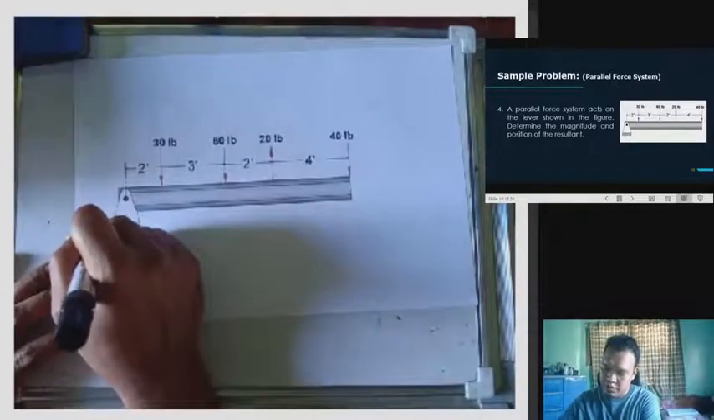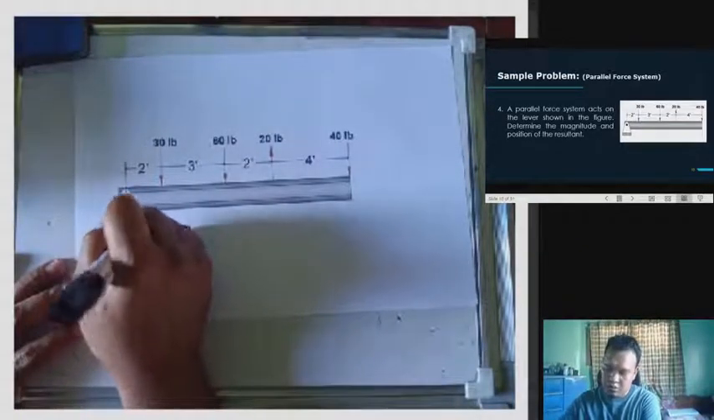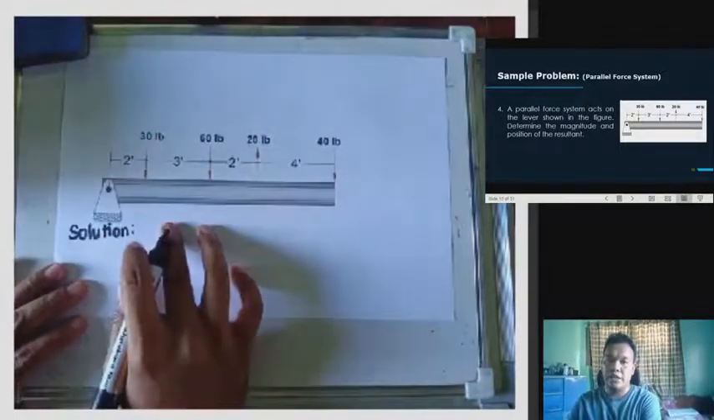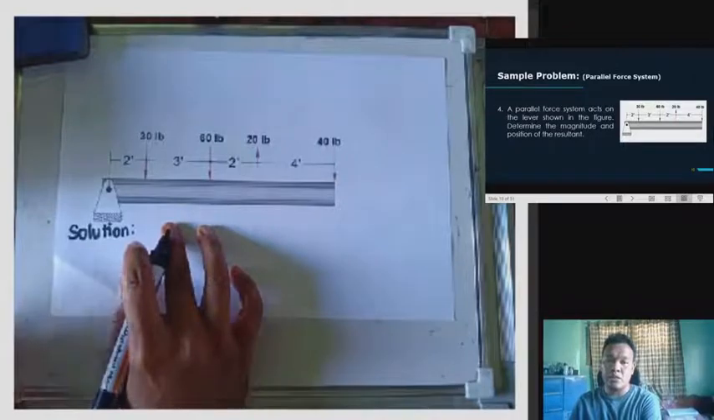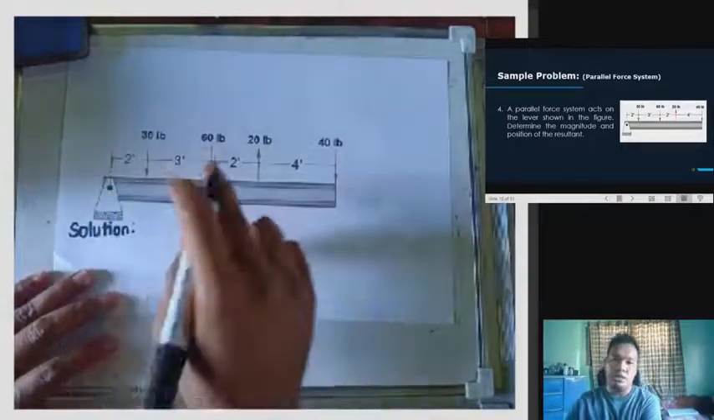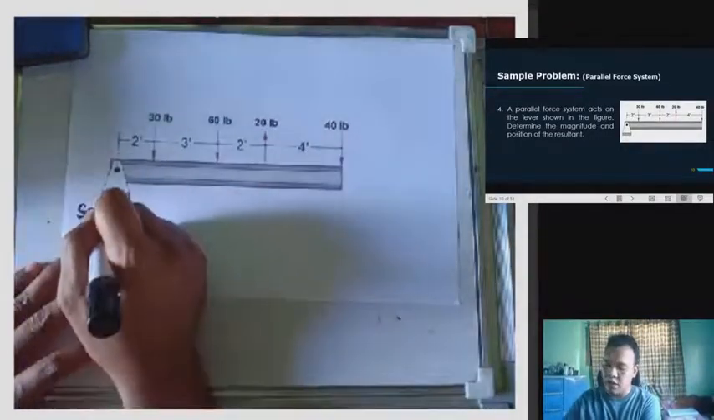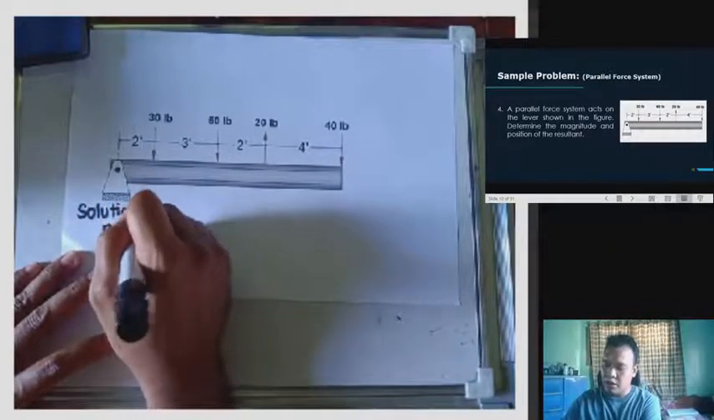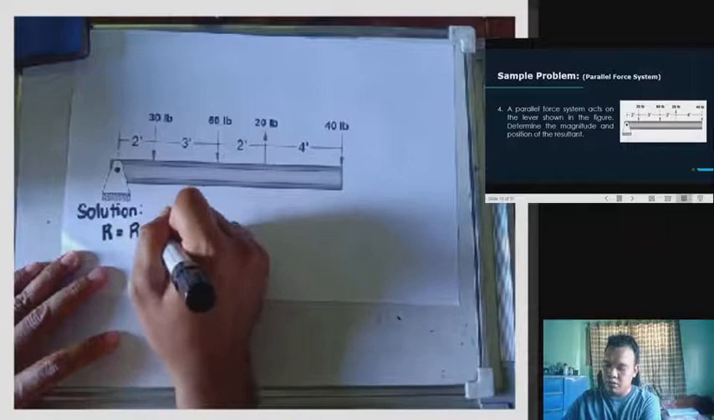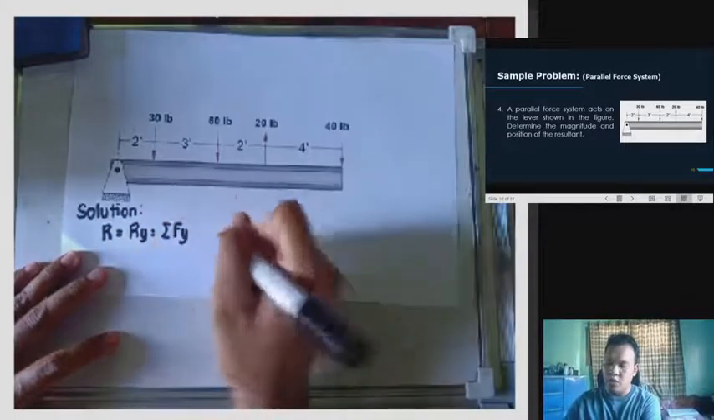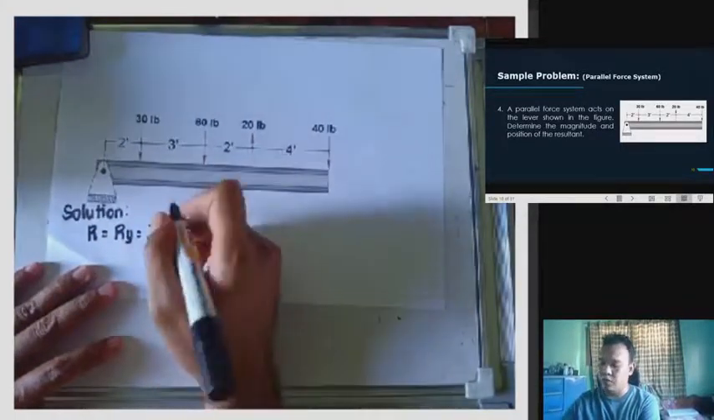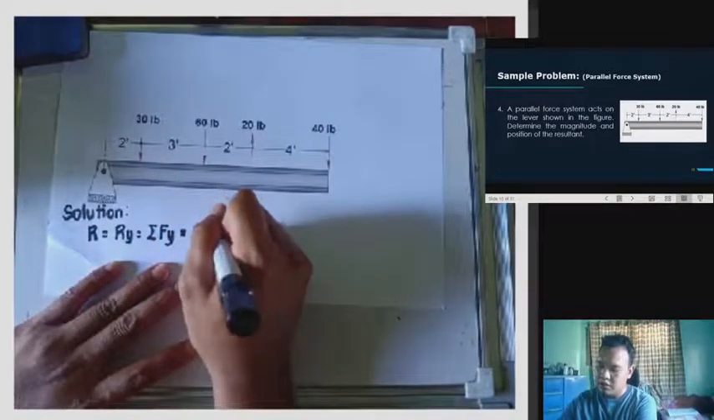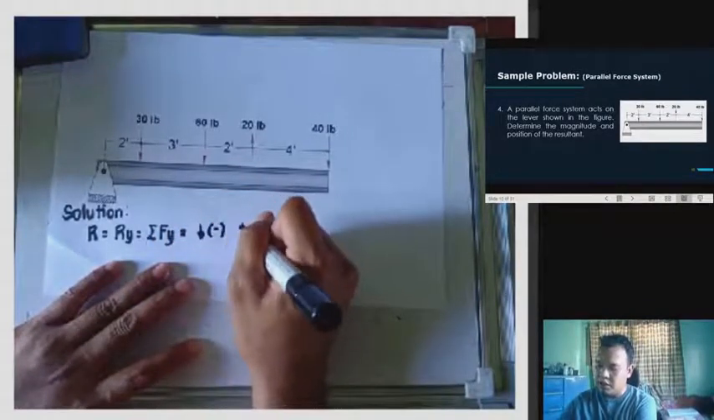Solution. To get the resultant, so sabihin natin siya ay y-axis, no? Nasa y-axis yung mga forces natin. So we have here R, which is equivalent to Ry, which is equivalent to summation of forces ng y direction. So equivalent yan sa going down is negative and going up is positive.